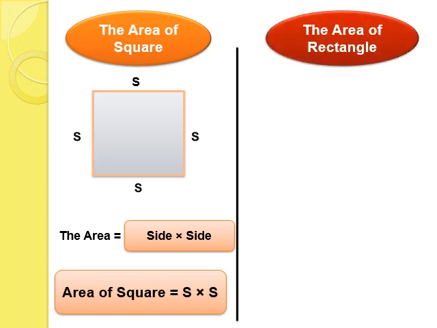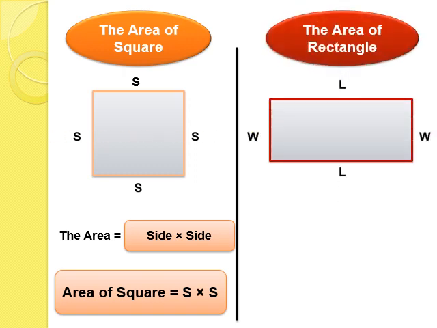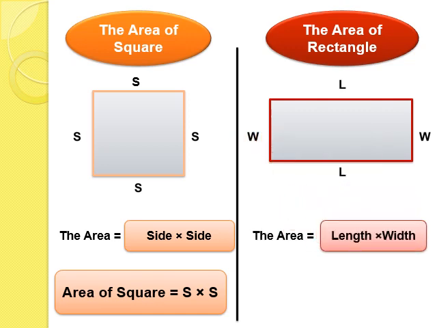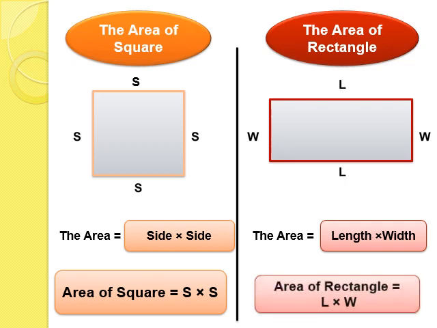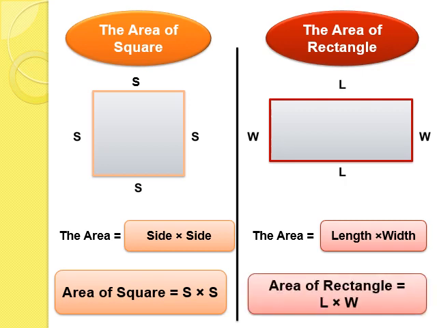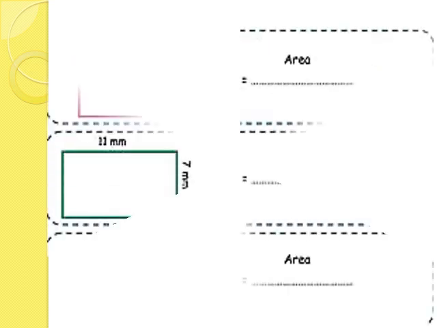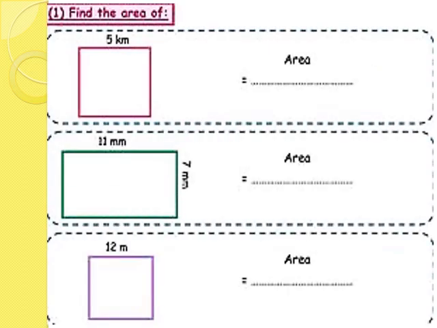The area of a rectangle. You know a rectangle has 2 equal lengths and 2 equal widths. The area of a rectangle equals length by width. The rule: area of rectangle, don't forget, length by width. Let's take some examples to calculate the area.